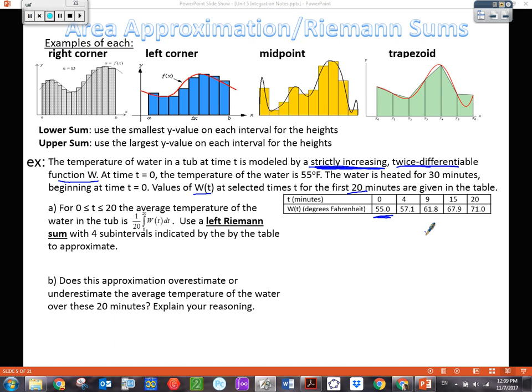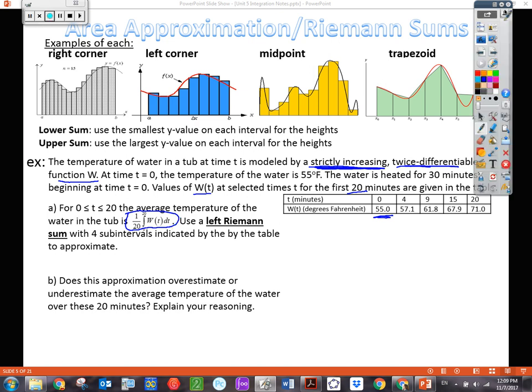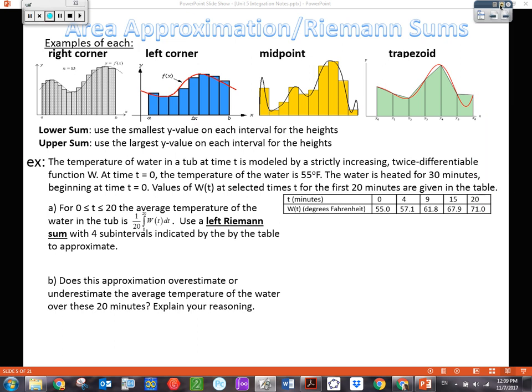Let's look at part A. It says for 0 to 20, the average temperature of the water in the tub is, and they give us this formula. Now this is actually a pretty cool formula that we're going to be looking at in a few days. This is called average value. This is the average value formula that they're giving us. That's fantastic. They're just giving it to us.